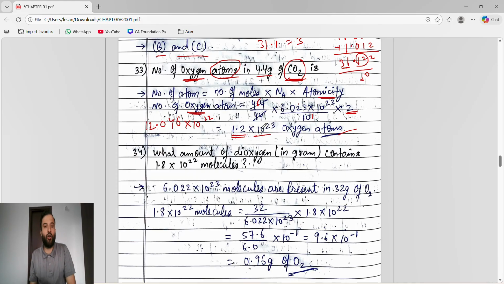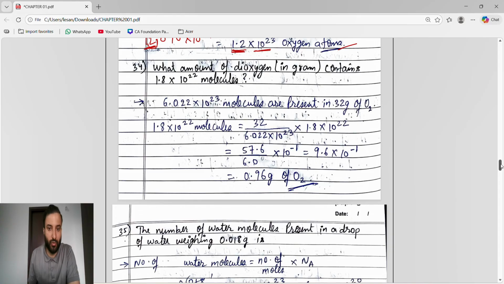But the options are like 10 to power of 23. So guys, what will happen? I have to increase this. Increasing means the point will go to the left side. It will go, means 1.2. See, 1.2 into 10 to power of, it will increase to 23 oxygen atoms. This type of normal calculation, guys, you should know.